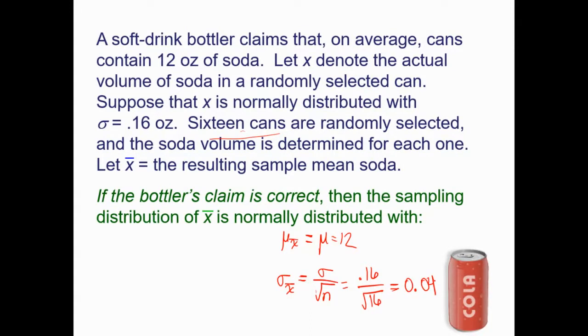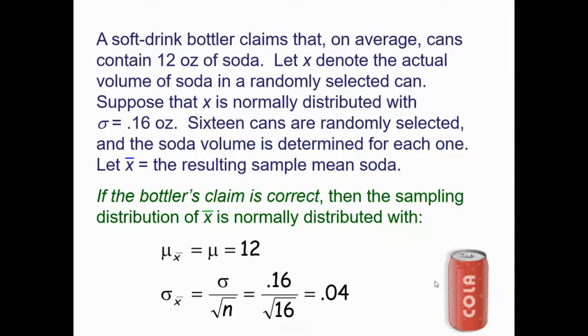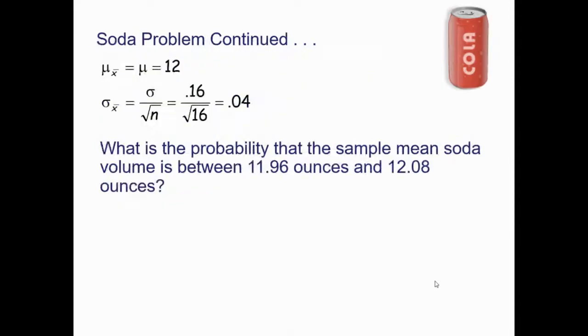Okay, so if the bottler is correct, then the sampling distribution of X bar is normally distributed with the mean of 12, and sigma is 0.04, which is what that says right there. So now, let's find the probability that the sample mean soda volume is between 11.96 ounces and 12.08 ounces.